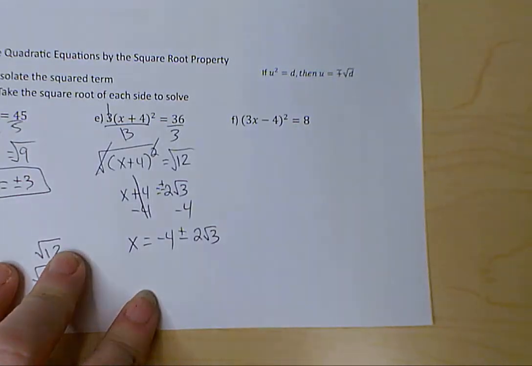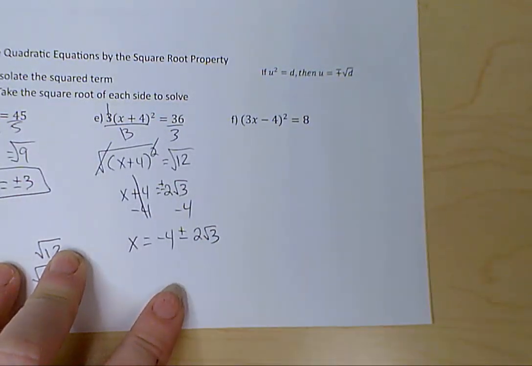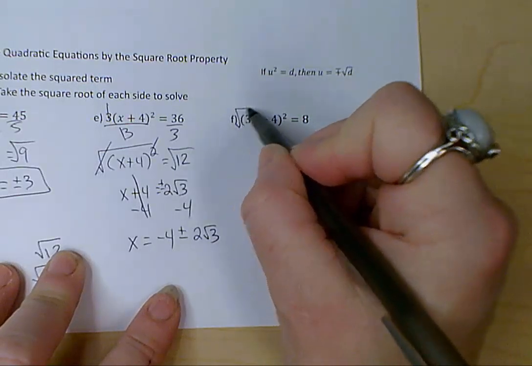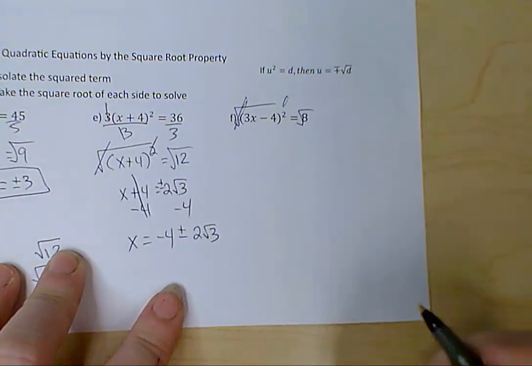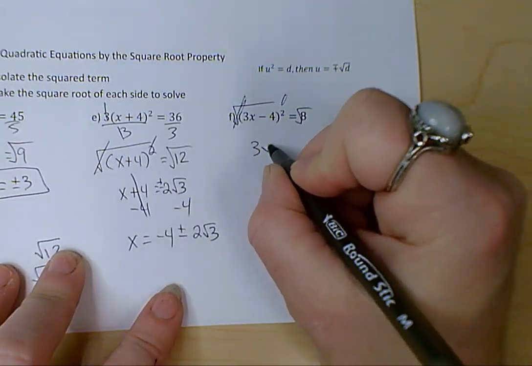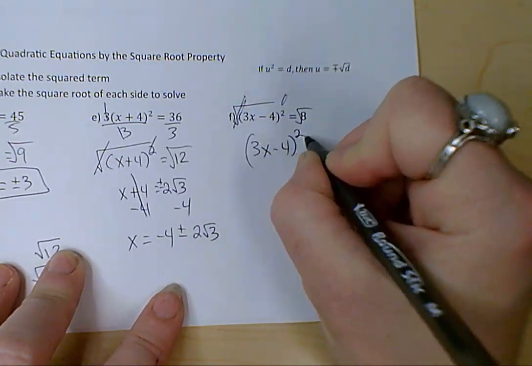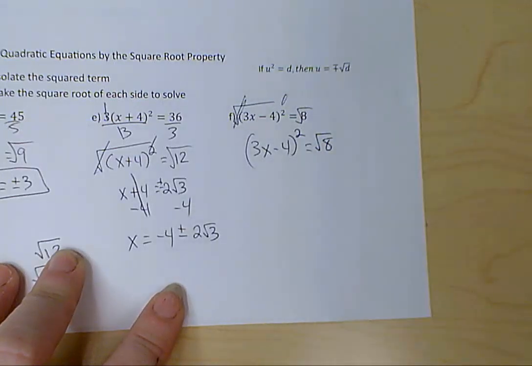Our third example for this concept, solving this example here, it looks like we can go straight to taking the square root on each side. The square root and square cancel on the left, and we can drop down to 3x minus 4 squared is equal to the square root of 8.